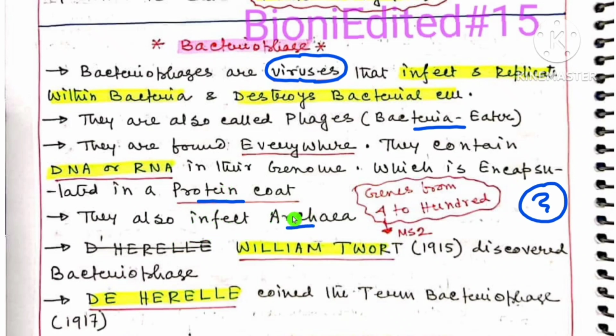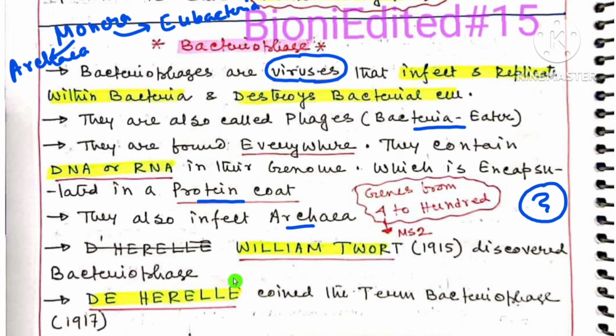They also infect archaea. They not only infect eubacteria but also archaea. We know the kingdom Monera is divisible into two broad categories. One is archaea, and usually archaea are present in extreme environments, and eubacteria are present everywhere. So bacteriophage not only attack eubacteria but can also attack archaea.